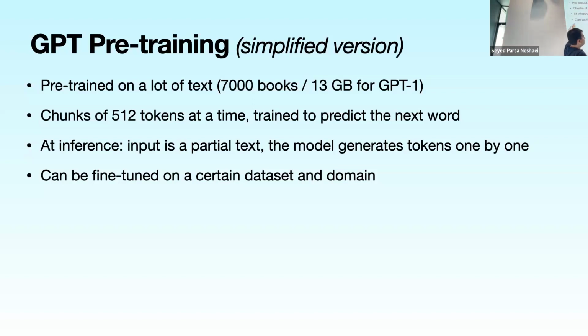At inference, the input is a partial text, and the model generates tokens one by one. So this is very simple: it generates tokens one by one.